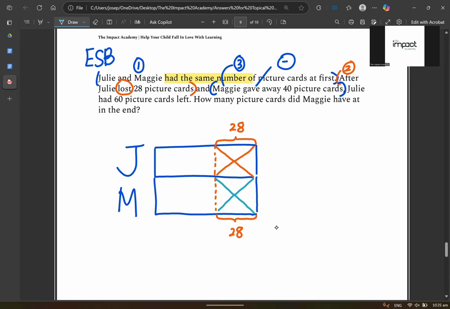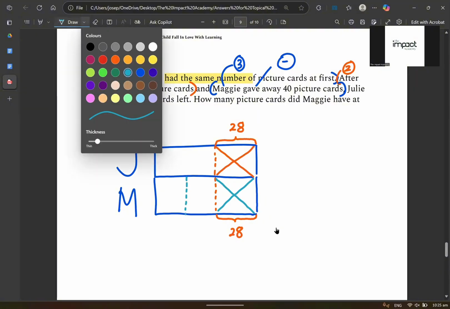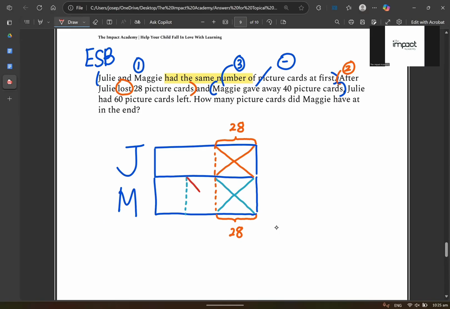But is it enough? No. Maggie is saying, hey, I give away 40. You tell me I only give away 28. So what am I supposed to do to Maggie? 40 minus 28. Very good. So we are going to remove more. Okay, all of you say remove more. Very good. So we're going to remove 12 away. Very good. 12. I love what you said.